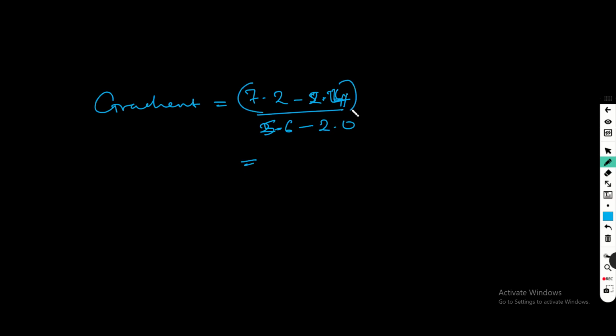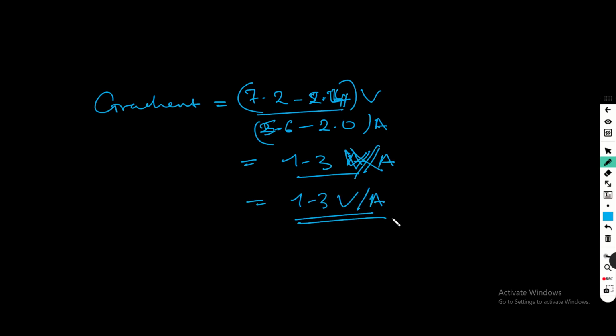This has to be in V, and you have to always put your unit to make sure, and your answer will be 1.3 volt per ampere, because if you put A, your answer will be wrong. So your answer has to be 1.3 volt, this unit up, stroke, the unit down. So you have 1.3 volt per A. So that will be your gradient on the graph.